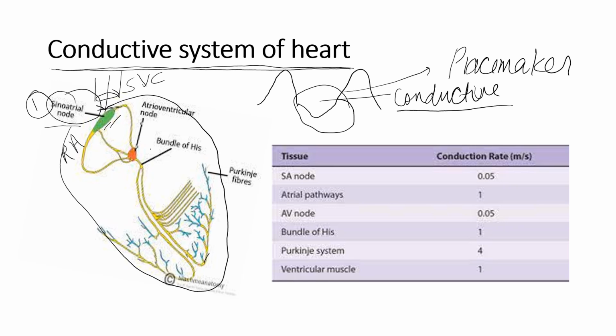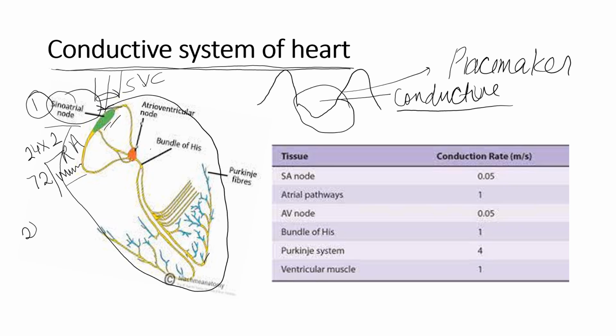Okay, so first you have to tell the location. Then you have to tell the dimension. So the SA node is 24 into 2 mm in dimension, right? It can generate a heart rate of 72 per minute. Okay, so that's all about the SA node.